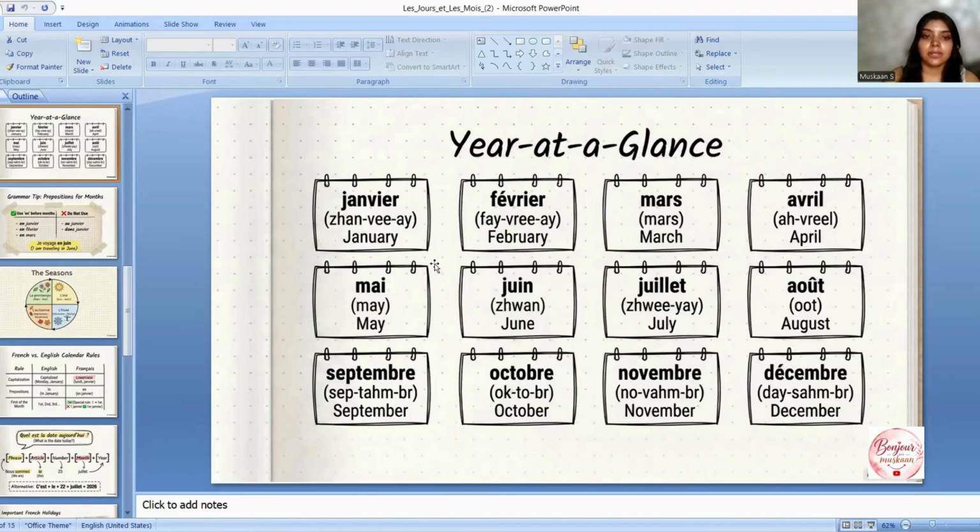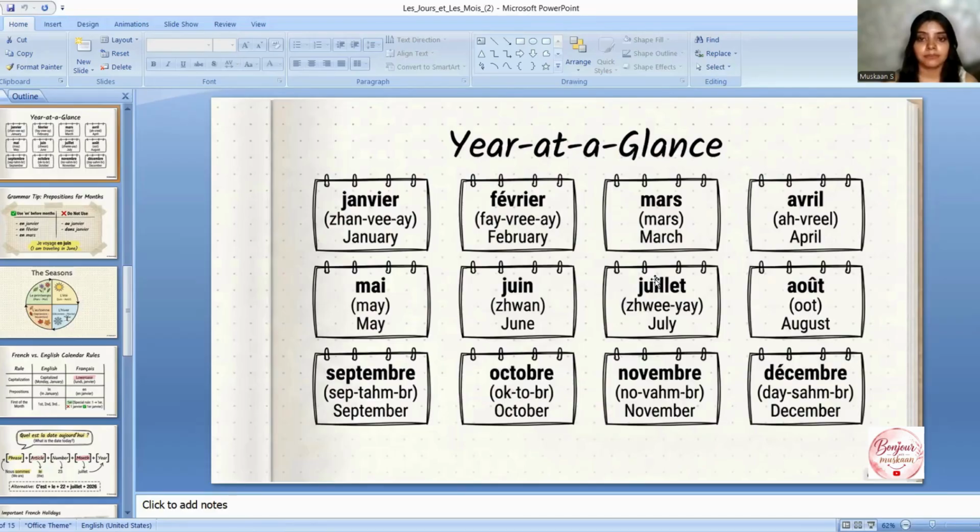Now I have written the pronunciations here as well so that you can have better knowledge and you will not get confused about how to pronounce these. And there are also translations, like I have written here January, February, March, April, etc. Now let's repeat it one last time, and you have to repeat after me.